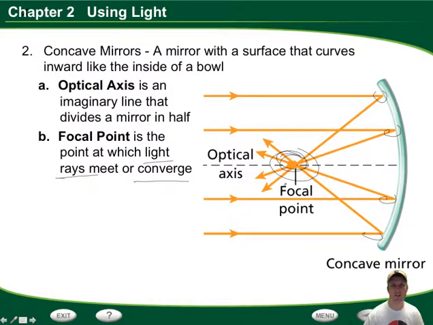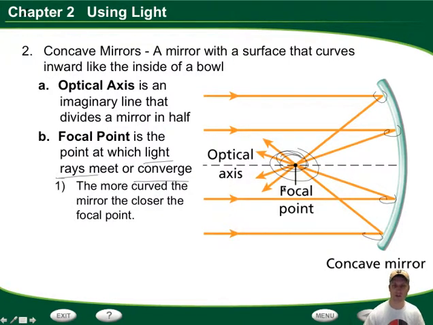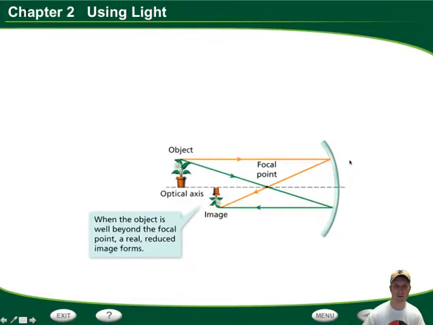So concave mirrors, you see this light converging at one point. The more curved the mirror, the closer the focal point. So if my mirror, for example, was like this, then my focal point would be closer, it'd be shorter. If the mirror is more flat, then there's less and less of a convergent point. And if it's a plane mirror, that never converges, that's why we get a virtual image.